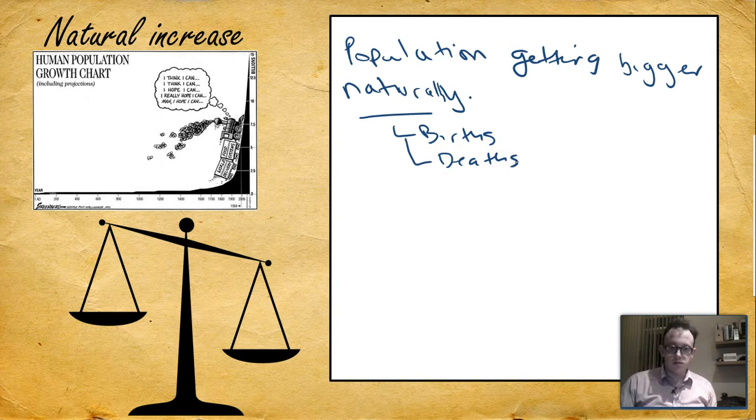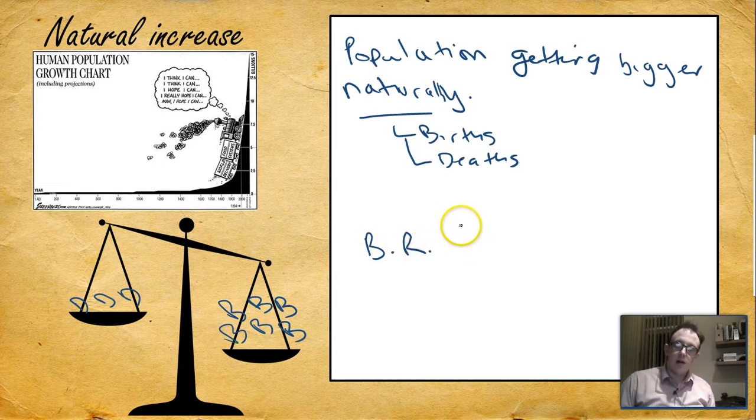So as we looked at before, for a population to get bigger, we need there to be more births than there are deaths. So birth rate, we're going to abbreviate that to BR, has got to be greater than the death rate, we'll abbreviate to DR. So for a population to increase naturally, birth rate has got to be bigger than death rate. Make sense? So more people going in than there are going out, the population will get bigger.